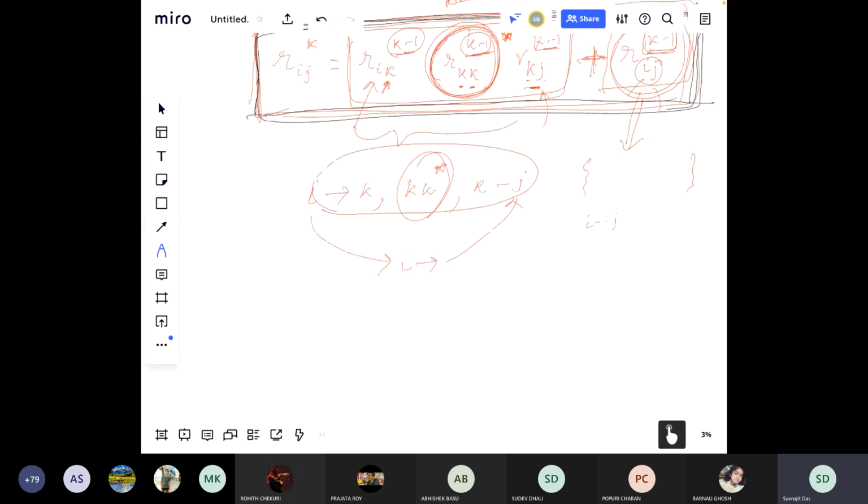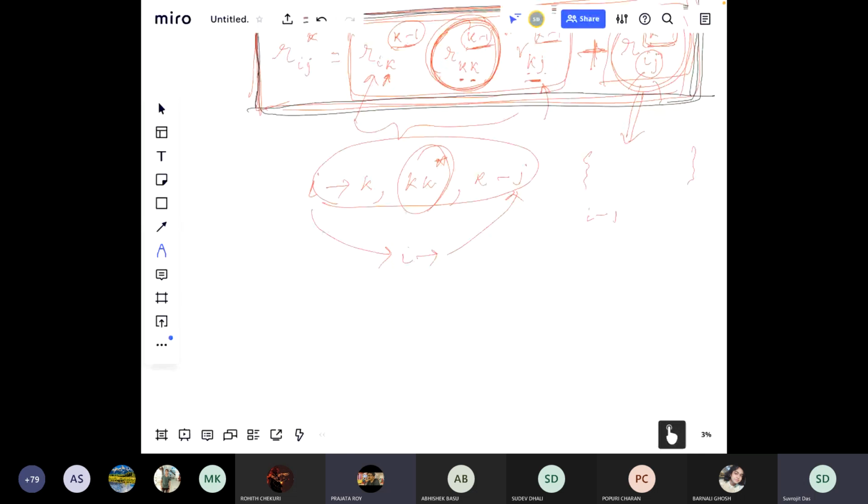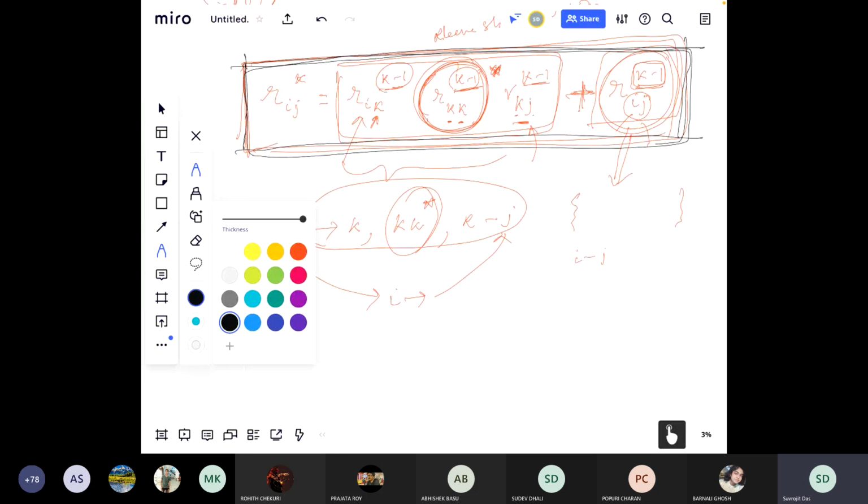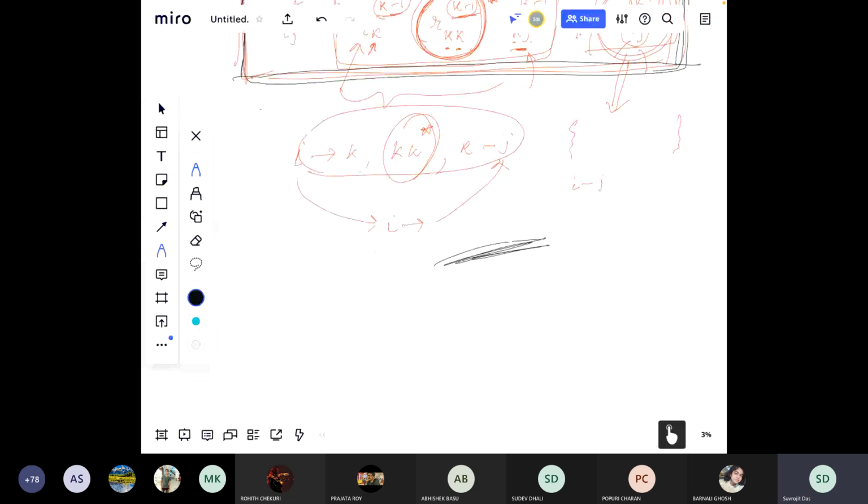Sir, not a question, rather a request, sir. Could you increase the thickness of the pen tip, sir? I don't know why this pen tip is not increasing. See, the thickness is highest, right? I have increased the thickness. Maybe my software is not working the way I intend it to. Okay, sir. I will check it once.